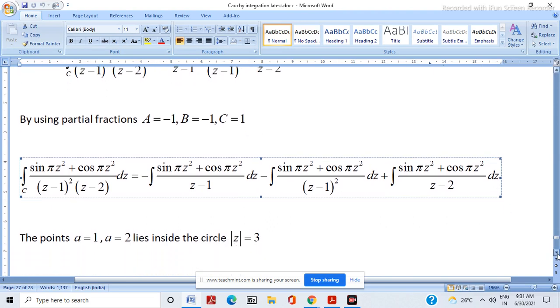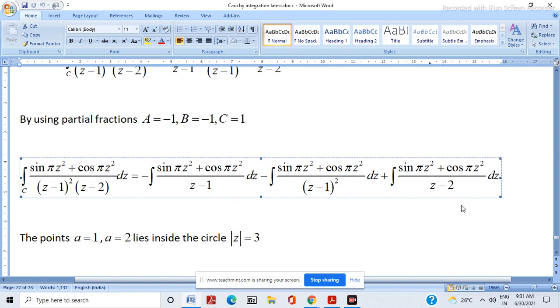Now we have to apply Cauchy's integral formula for the first and third integrals. And for the second integral, we should apply Cauchy's generalized integral formula. Then for the first one, what do you get? What is the formula? Integral over C of f of z by z minus a dz is 2 pi i into f of a. That means we should find 2 pi i into f of 1.